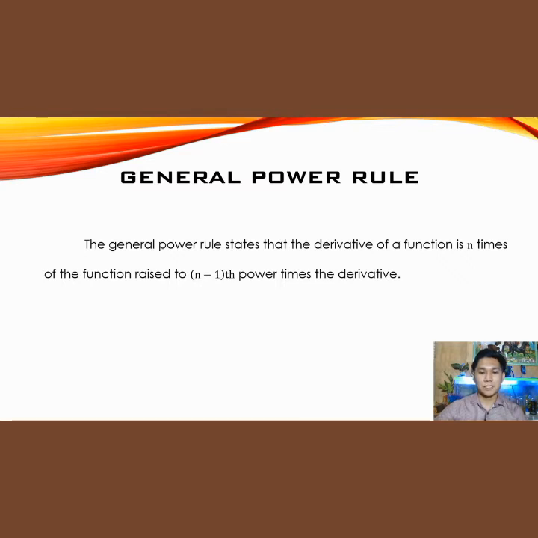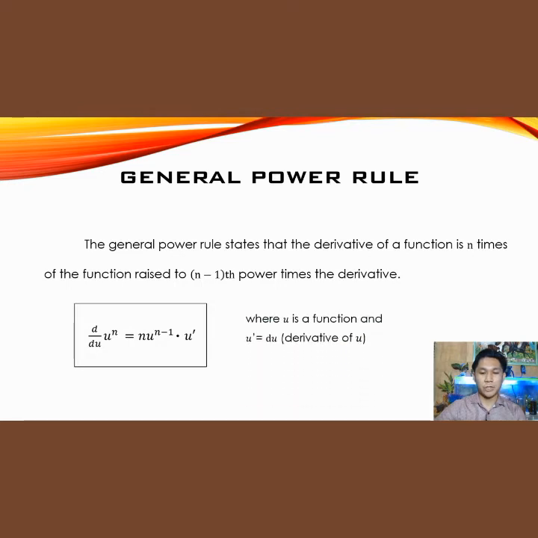The general power rule states that the derivative of a function is n times the function raised to n minus 1 power times the derivative. General power rule is under the chain rule. Here's the formula. d over du of u raised to n is equal to n times u raised to n minus 1 times u prime, where u is a function and u prime is equal to the derivative of u.